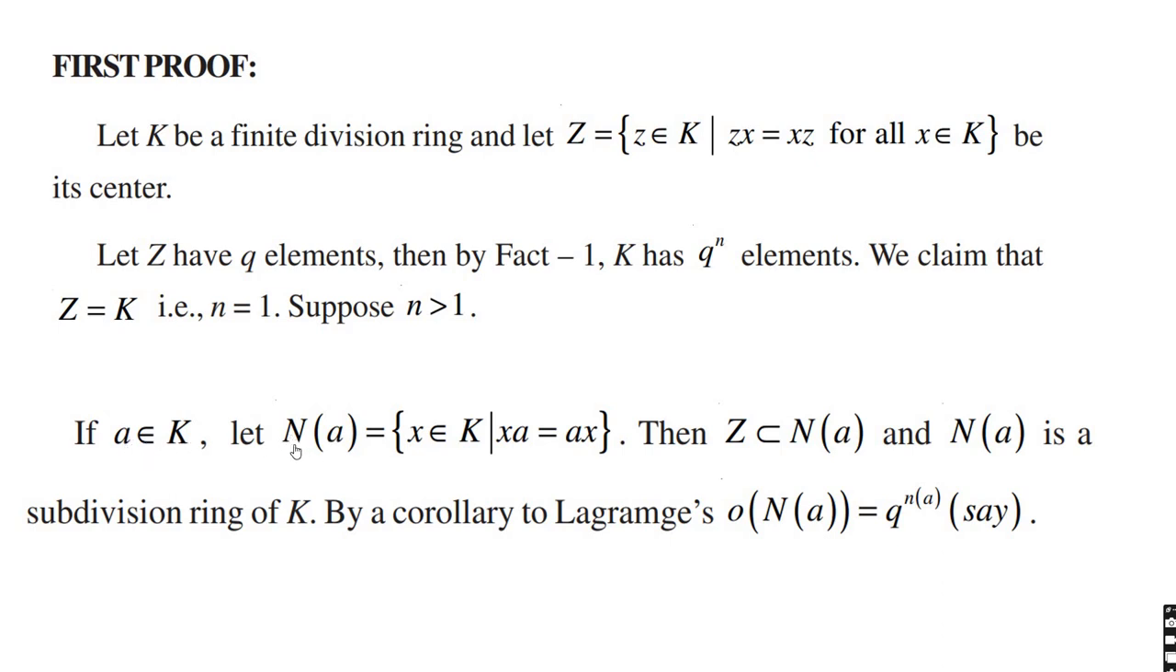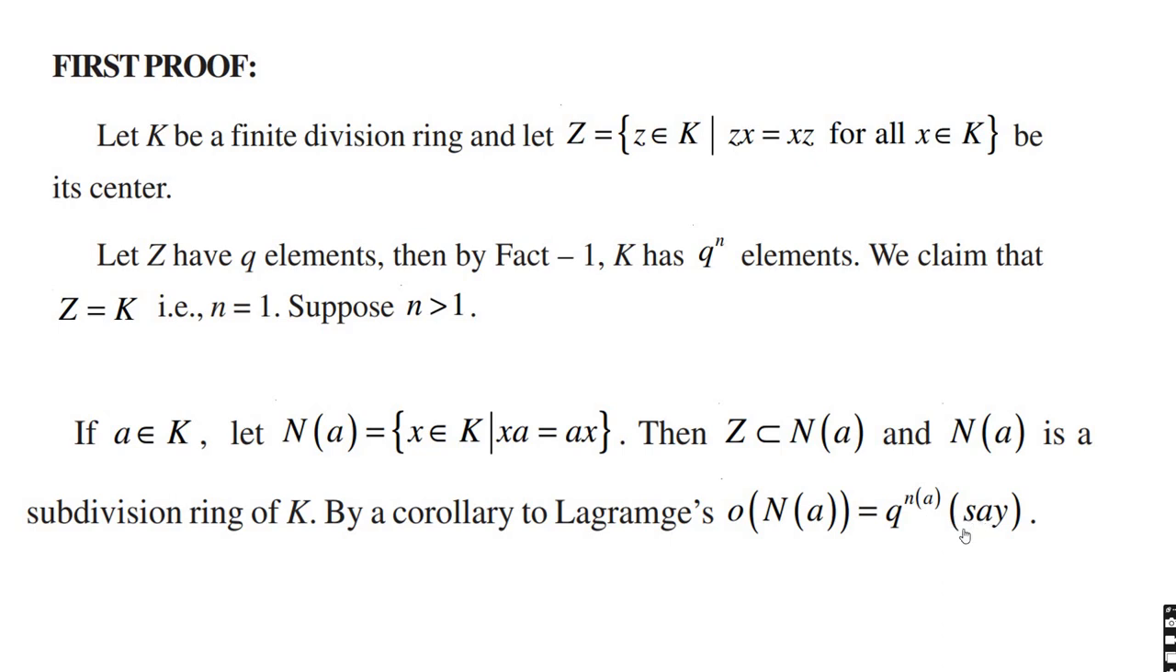So if A belongs to K, we will consider an element A in K. Then for that element we can find the normalizer of A, all those elements which commute with A. Now we know already that the center is properly contained in N(A), and N(A) is a subdivision ring of K. It is easy to establish that N(A) is a subdivision ring of K.